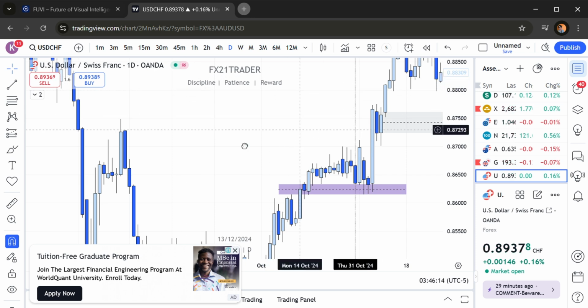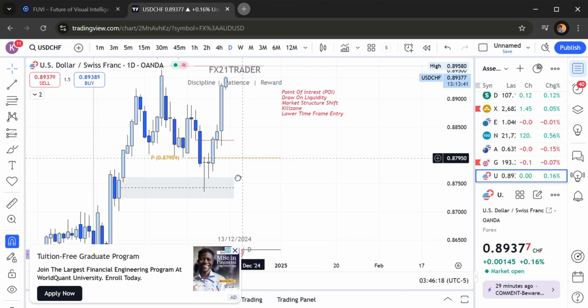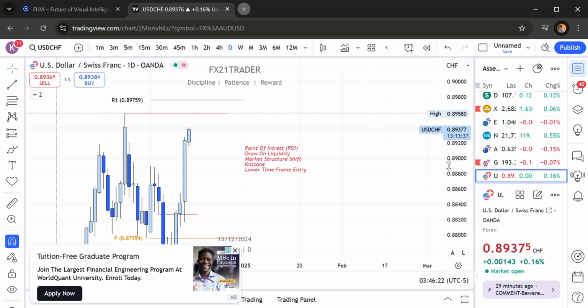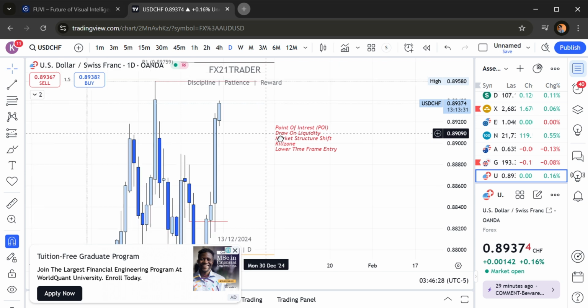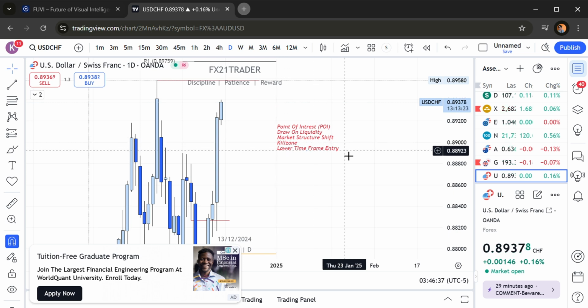So I wrote down a few things for you guys here. This is all you need for this strategy. You need a point of interest, you need a draw on liquidity, a market structure shift, and in a kill zone, you get your lower time frame entry.